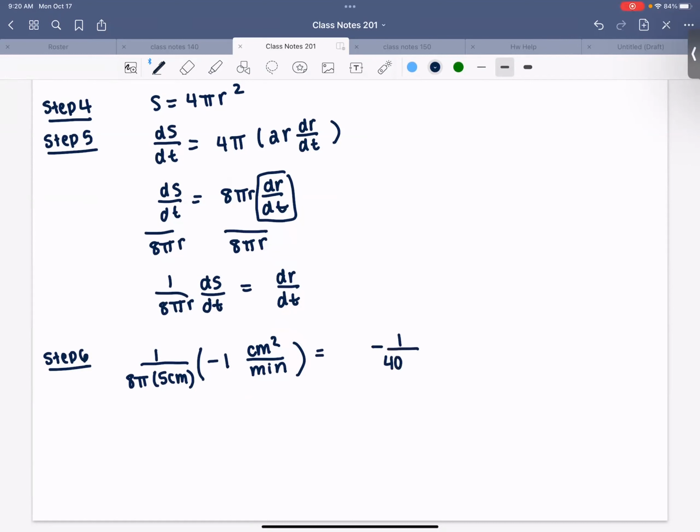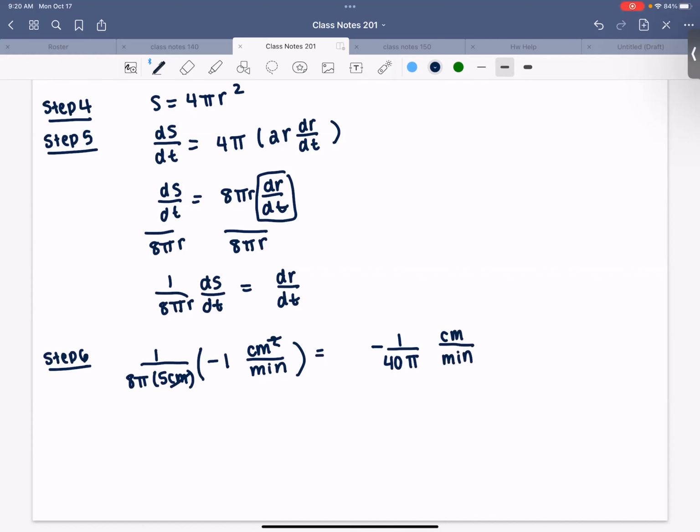All right, looks like we're left with -1/40 pi. What's my unit going to be? Centimeters per minute. Good, right? Because one of the centimeters squared is going to go away, and I can cross out one of the centimeters. So I'm left with centimeters per minute.